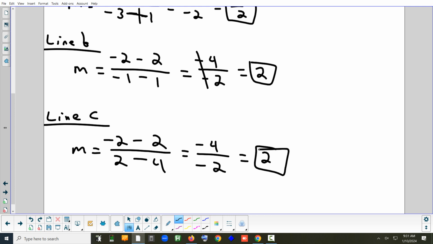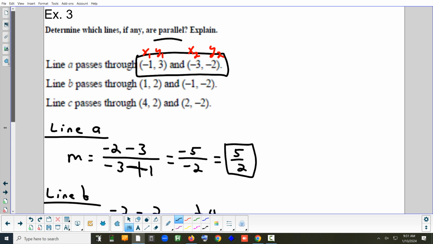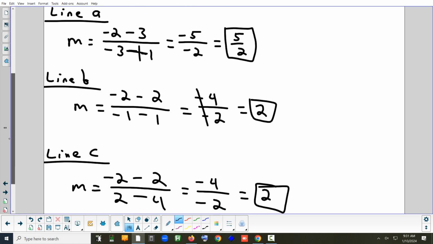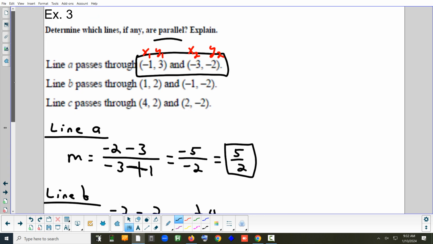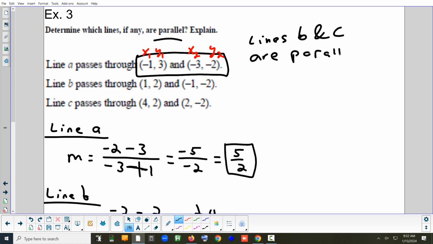So, do we have enough information now to answer the question? Yes, we do. Determine which lines, if any, are parallel. Which lines, if any, are parallel? B and C. So line B and line C are parallel. Why? Because they have the same slope. So lines B and C are parallel.